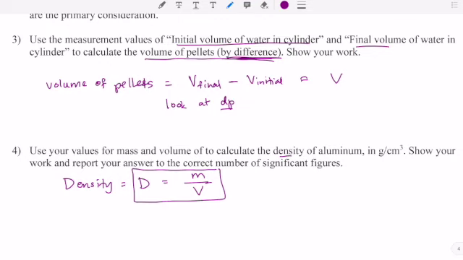So you're going to want to make sure you show your work, and your final answer should be rounded to the correct sig figs. So use the sig figs from the mass above and the volume above, and you need to use the lowest number of sig figs for either mass or volume.